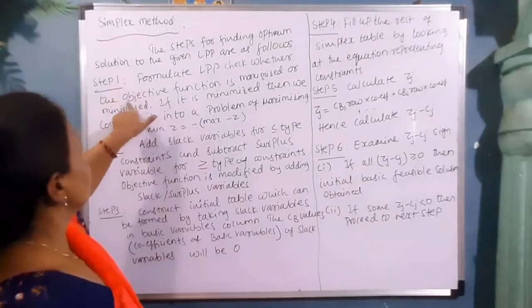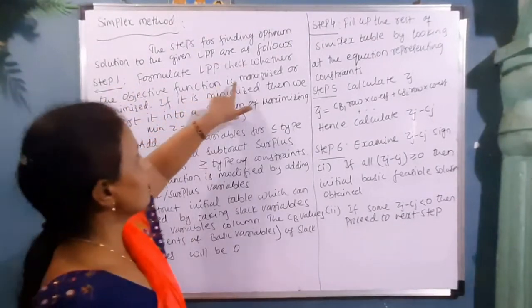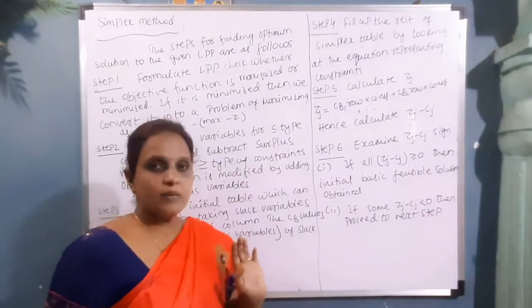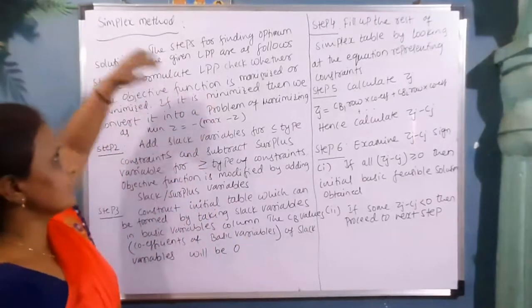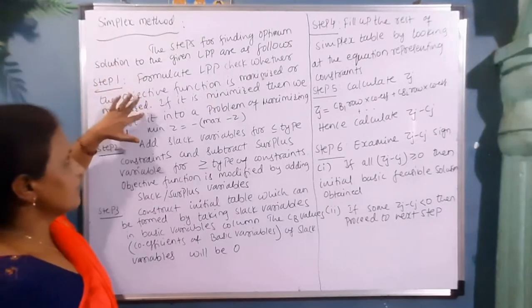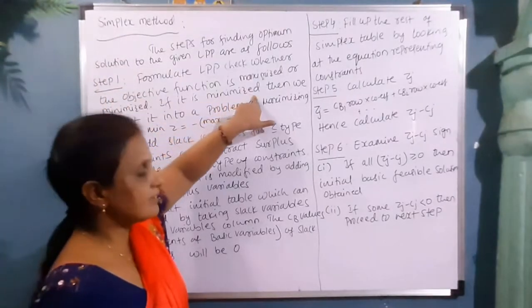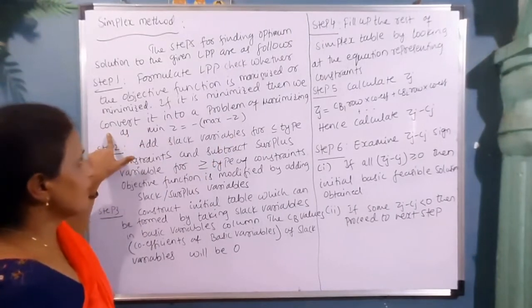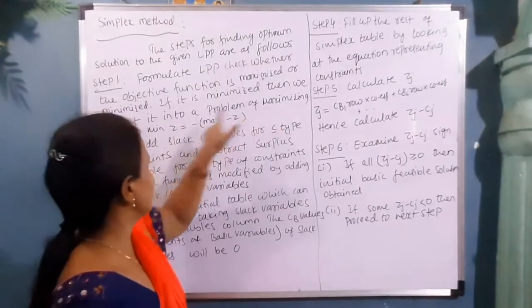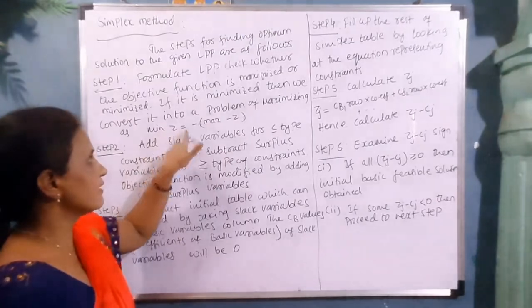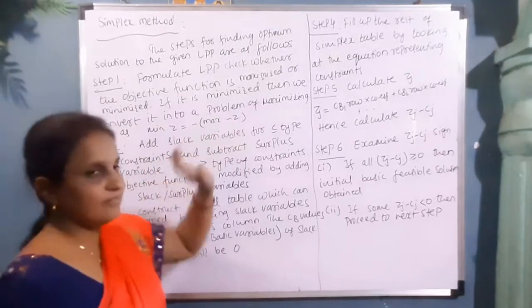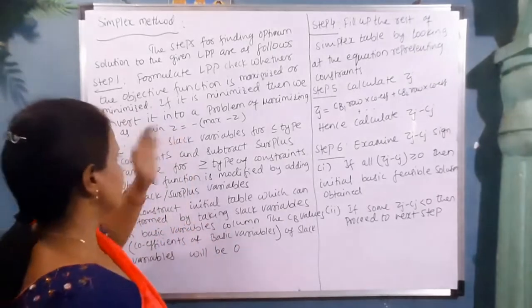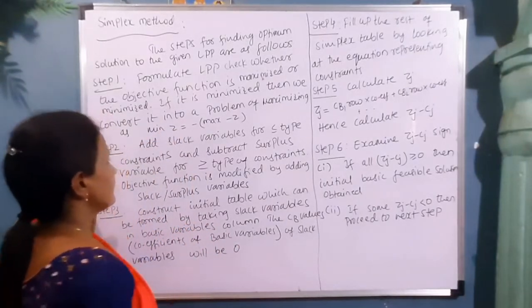After that, check whether the objective function is maximized or minimized. So once the linear programming problem is given, we will check whether it is maximized or minimized. If it is minimized, we convert the linear programming problem into maximization by writing minimize z equal to minus maximize of minus z. Means multiplying by minus 1, it will become the maximization.